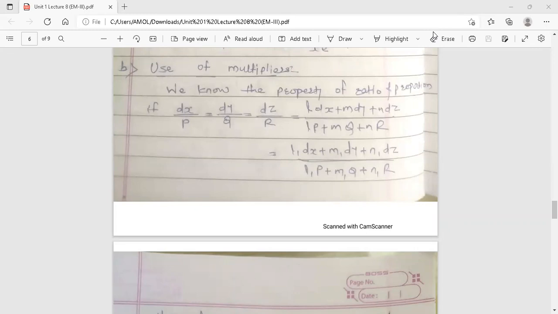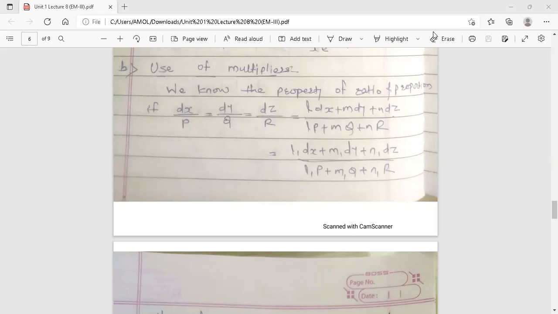Today's topic is use of multipliers. This is the second method to find the solution of symmetrical simultaneous differential equations. Last lecture, we already discussed the first method, which was the grouping method. Now the second method is use of multipliers. This is a topic from the first unit, linear differential equations with constant coefficients.